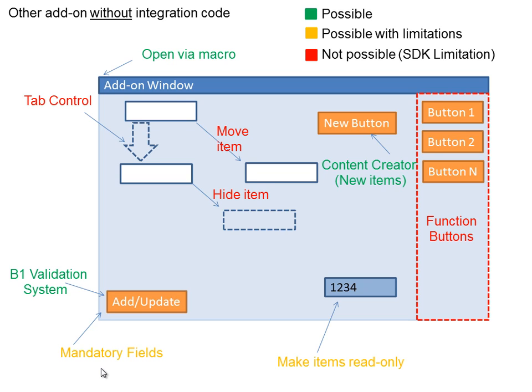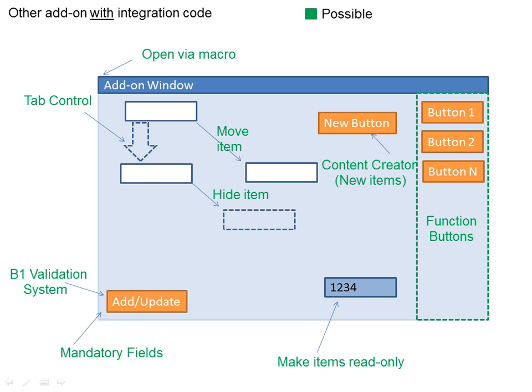Things that couldn't work were using tab control, moving items with the item placement tool and hiding them, and adding function buttons. With the new release of Usability Package, we give the option to put in integration code into other add-ons so they work better with Usability Package. And once they have the integration code in them, you will be able to see that everything will be possible. We will be able to use the item placement tool, the tab control, the function buttons, and no more limitations on mandatory fields and making items read-only.